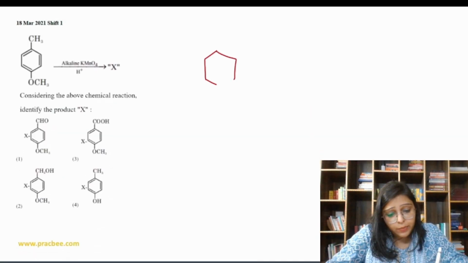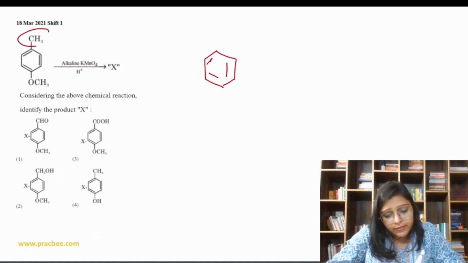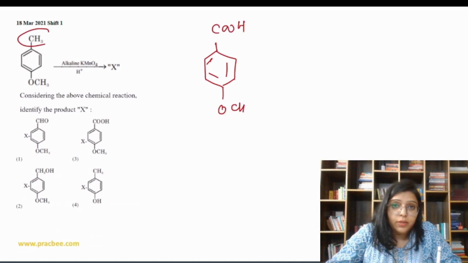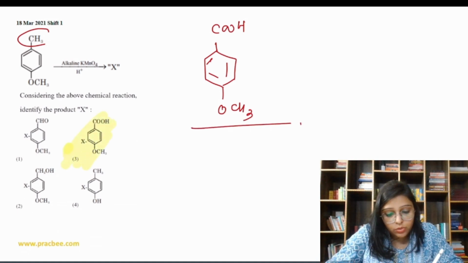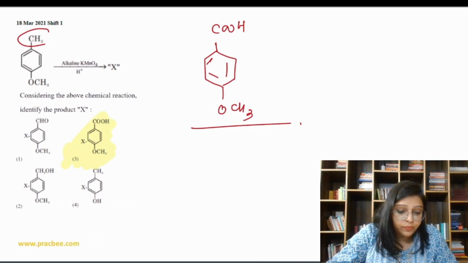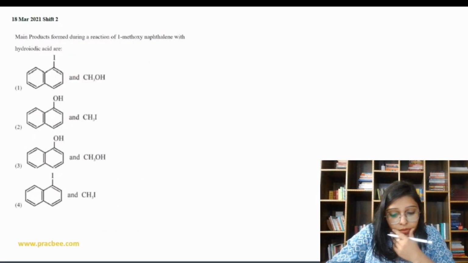We have alkaline KMnO4 and H plus. So we have CH3, which is converted to COOH. OCH3 remains as it is. Nothing happens. So option 3 is going to be the correct answer. Okay beta. Now let's do the next one.